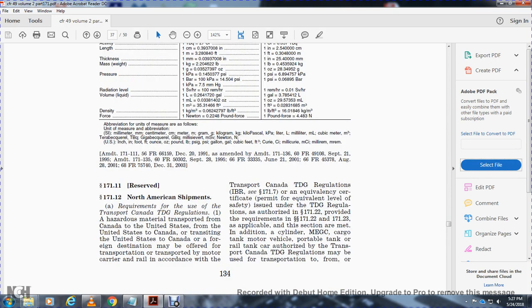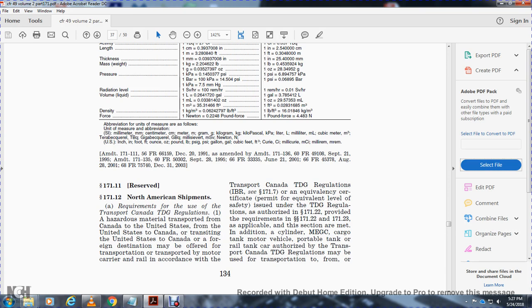All right, 171.11 reserved. 171.12 North American shipment requirements. Hazardous material transferred from Canada to the United States, or transiting the United States from Canada to a destination, may be offered for transportation by motor carrier or railroad according to the Transportation Canada TDG regulations. 171.12 equivalent certificate or permit: an equivalent regulation safety issue for the TDG regulations is authorized, and the requirements of 171.22 and 171.23 must be met.